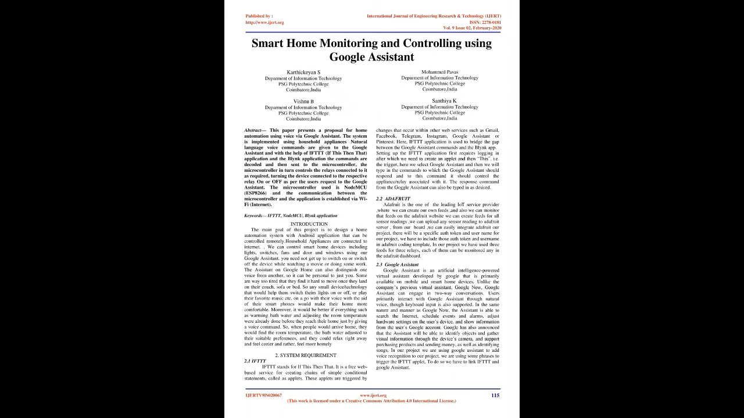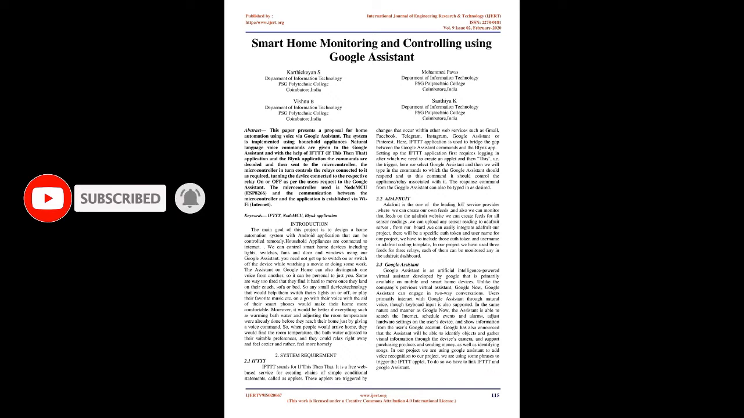Introduction. The main goal of this project is to design a home automation system with Android application that can be controlled remotely. Household appliances are connected to Internet. We can control smart home devices including lights, switches, fans, and door and windows using our Google Assistant. You need not get up to switch on or switch off the device while watching a movie or doing some work.